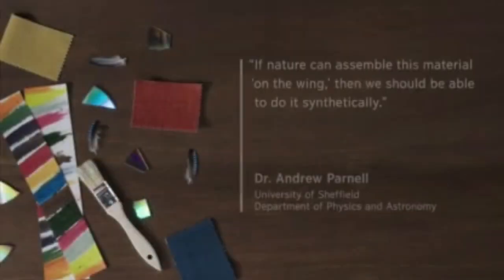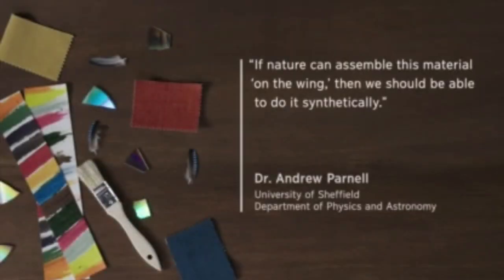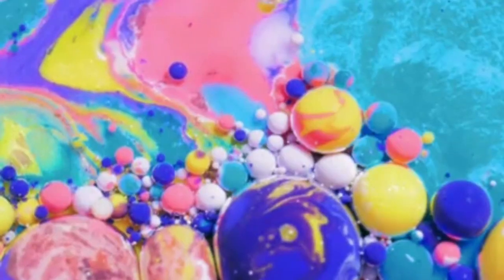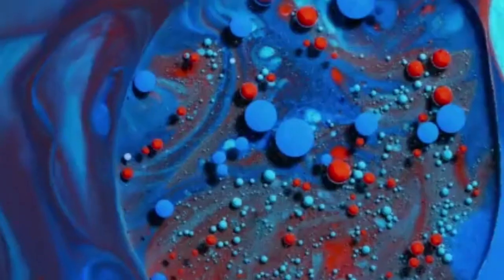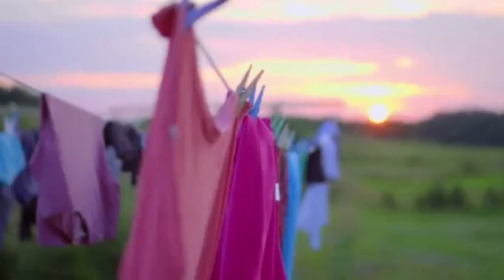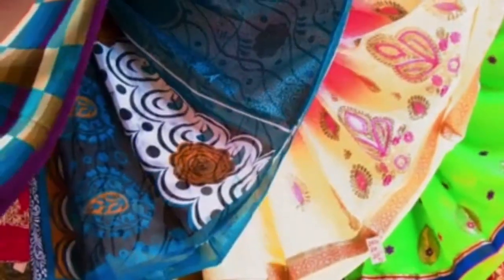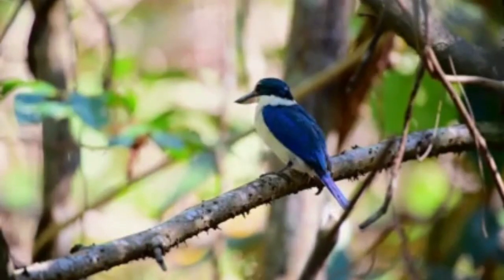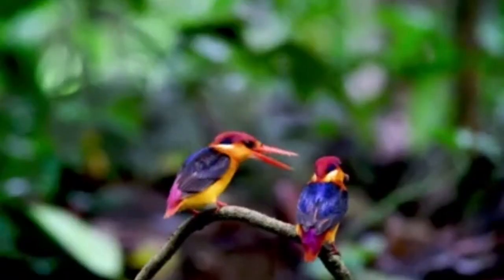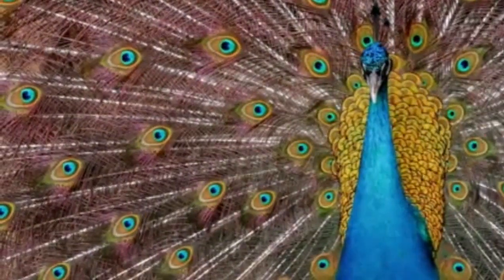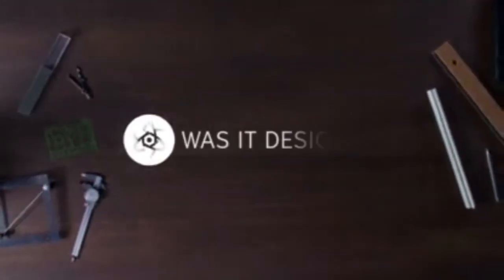Dr. Andrew Parnell states, "If nature can assemble this material on the wing, then we should be able to do it synthetically." Researchers are now working to produce materials that mimic this. This could lead to paints that never fade, and perhaps even fabrics that look new and vibrant, wash after wash. What do you think? Did the unfading color of bird feathers come about by evolution? Or was it designed?